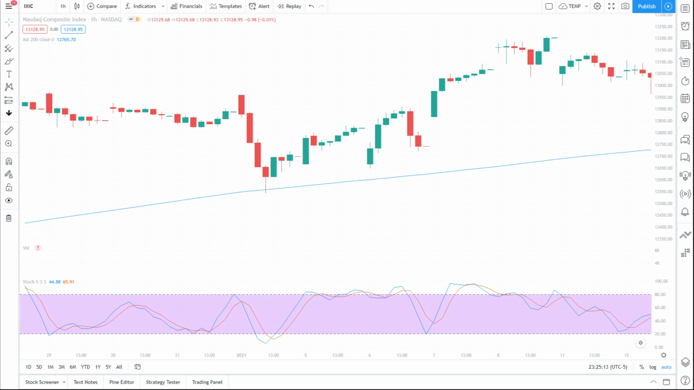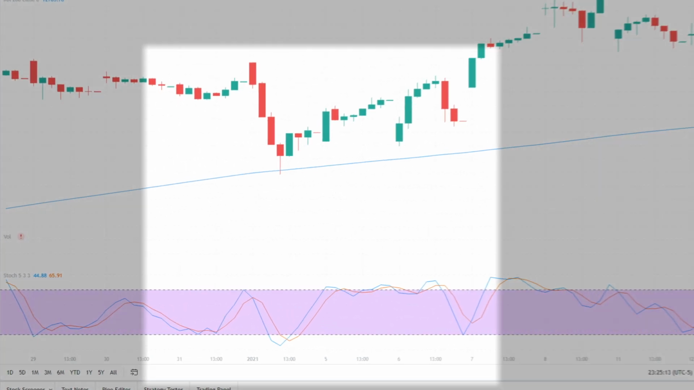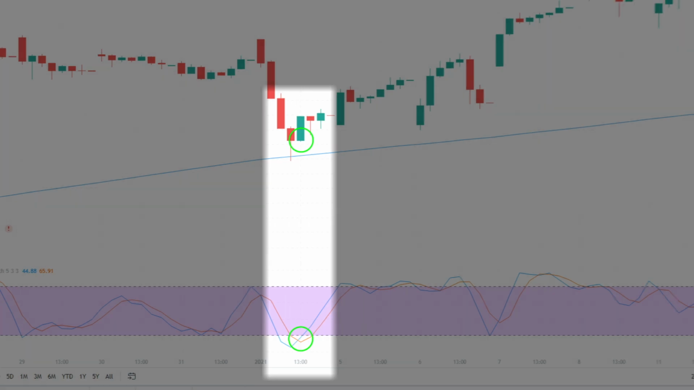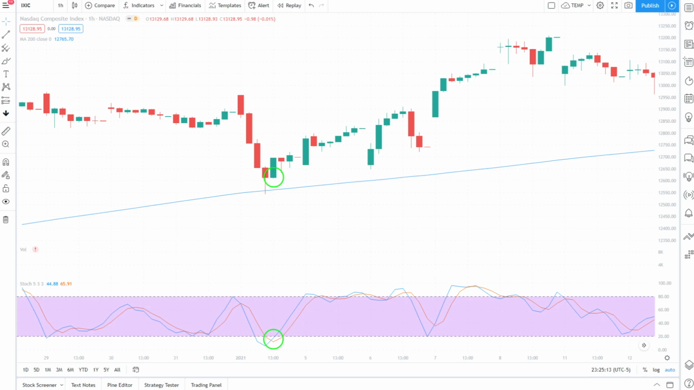A signal from the stochastic that it may be a good opportunity to buy will look like this. Both the %K, fast line, and %D, slow line, are in oversold territory, below 20. Our buy signal is given when the fast line crosses above the slow line and aims higher on the oscillator, like it does here. This signals a potential reversal in momentum and is a spot where we may wish to enter a trade.